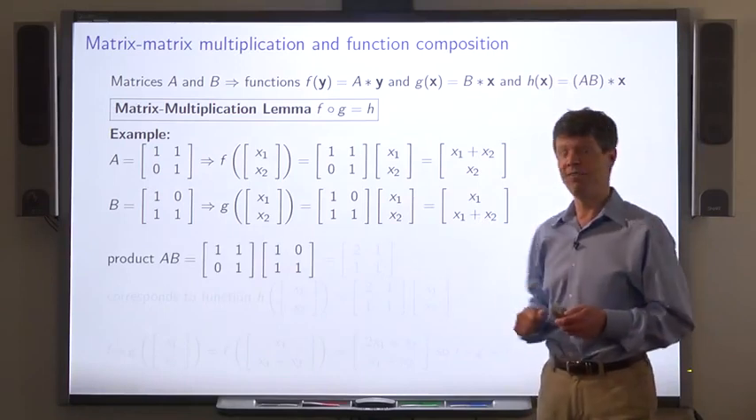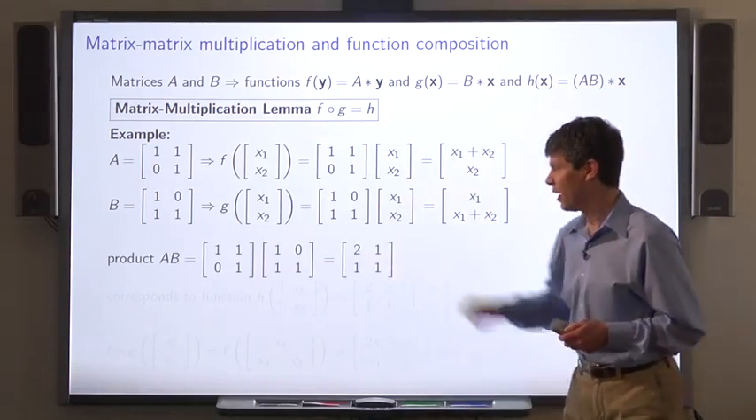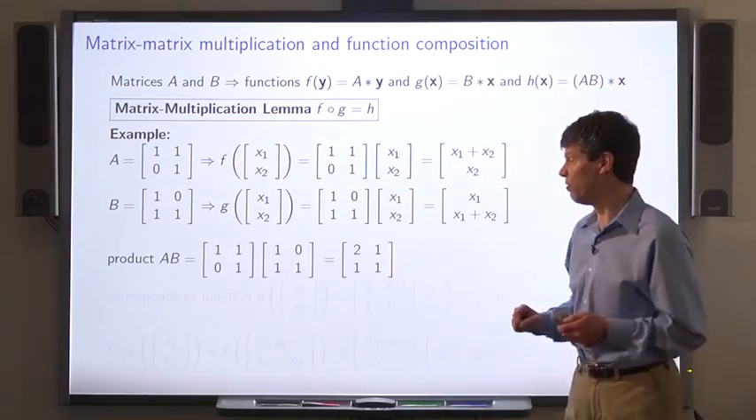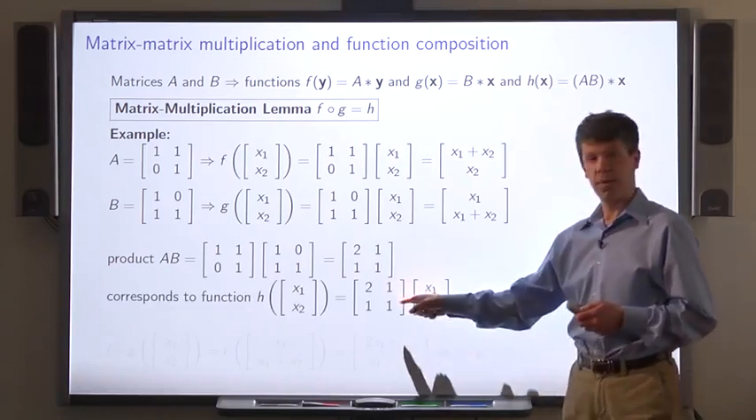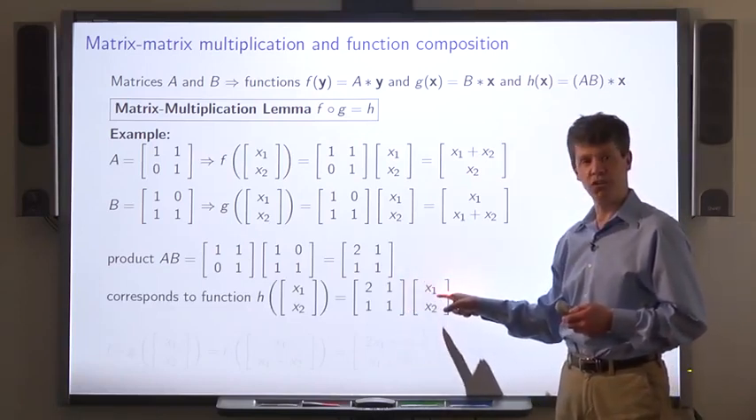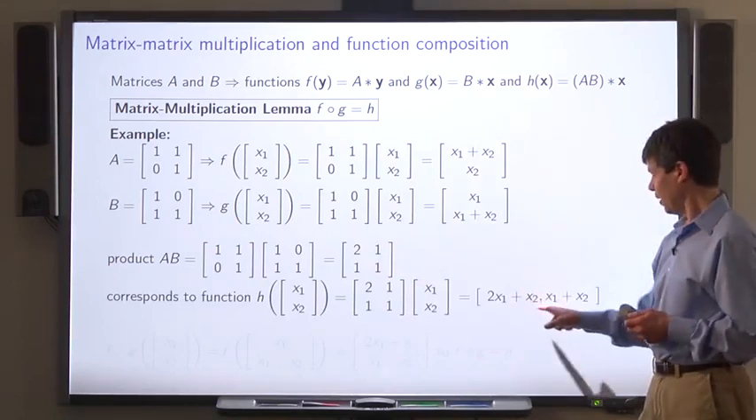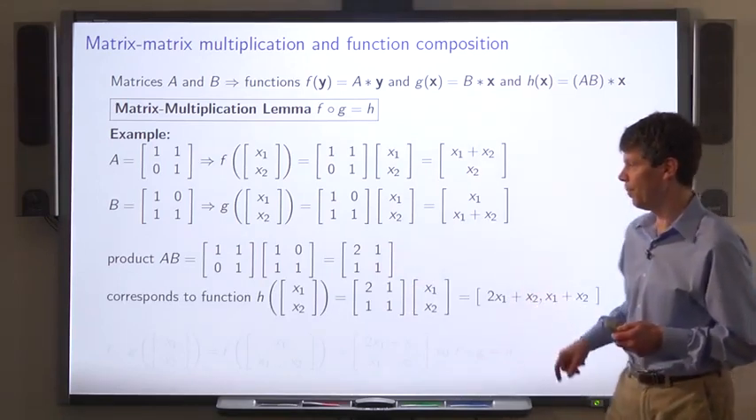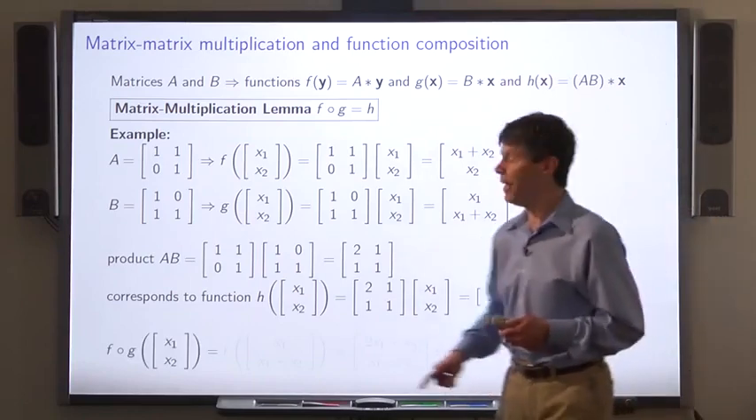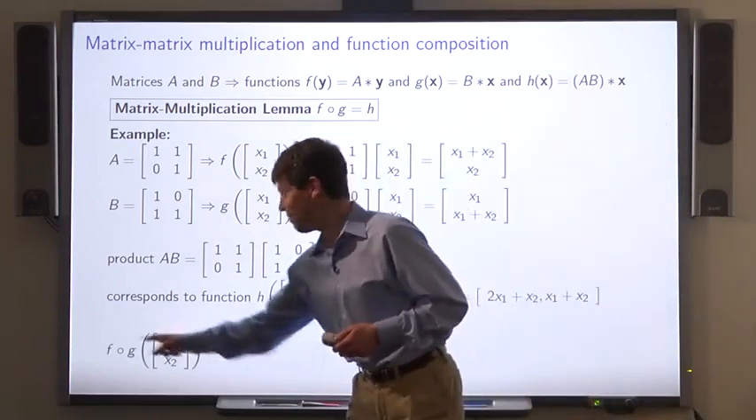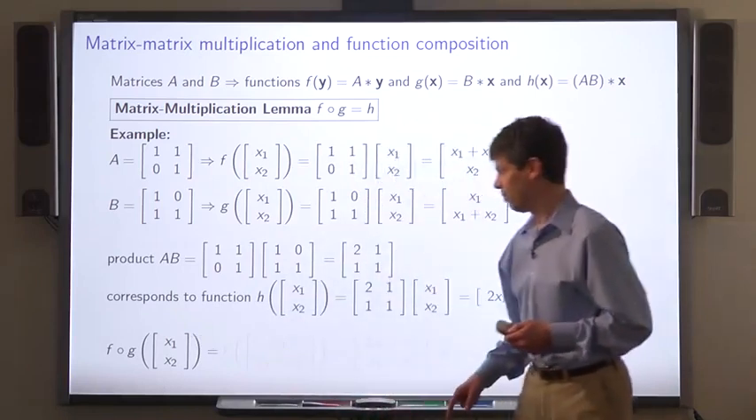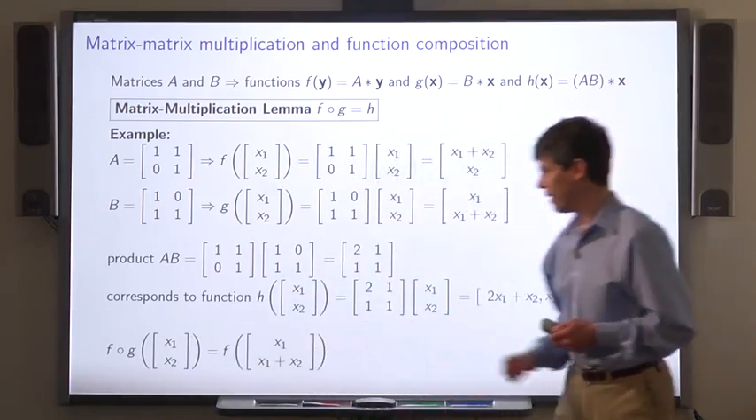Now let's take the product of these two matrices. Here's the product. This corresponds to a function as well. It multiplies this vector by this matrix. And the result is here. Now if we take the composition of the two functions, f and g, and apply that to a vector, it looks like this.